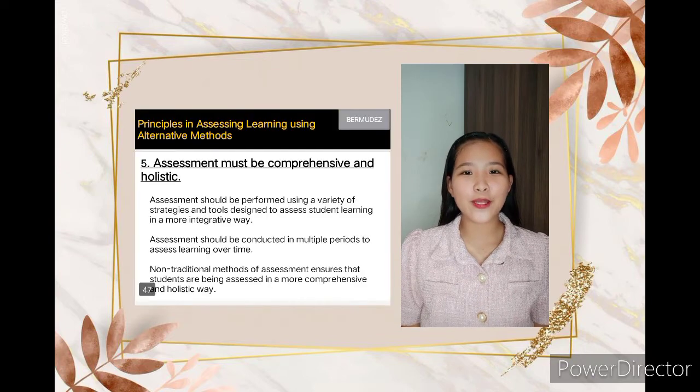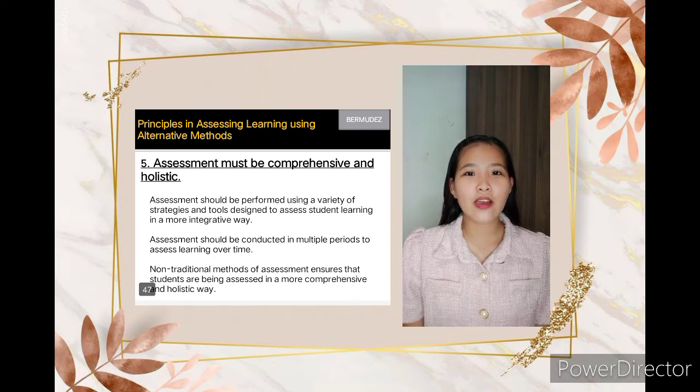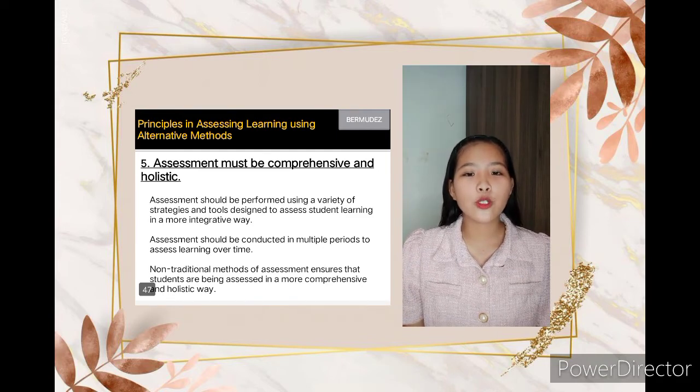Fifth, assessment must be comprehensive and holistic. Assessment should be performed using a variety of strategies and tools designed to assess students' learning in a more integrative way. We should use different types of assessment in our activities for our students. So at the end of every lesson, you can have open-ended questions that get them writing or talking, like asking your students to reflect on the lesson. You can also use quizzes or ask your students to summarize the topic. Assessment should be conducted in multiple periods to assess learning over time. Moreover, the use of both traditional and non-traditional strategies and tools should be considered.